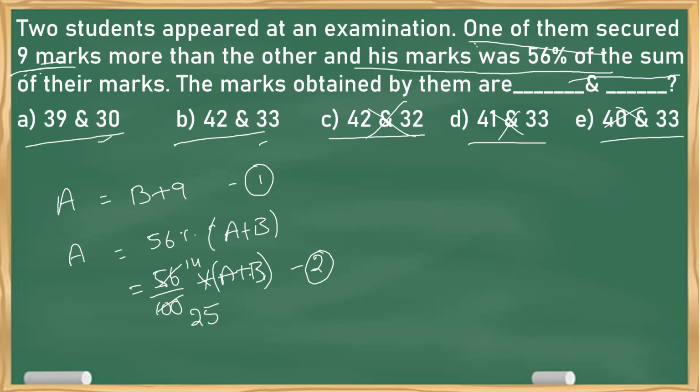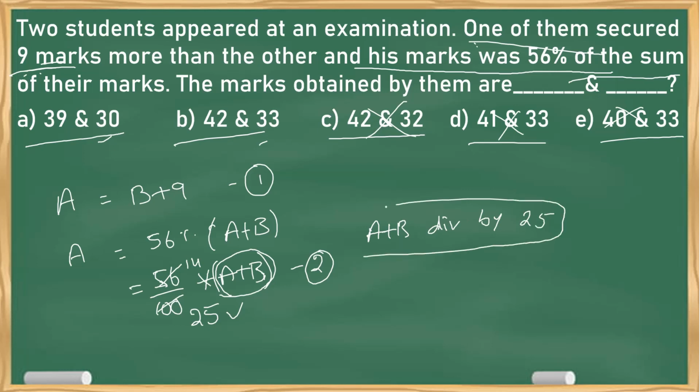And one more important thing, when you observe the options, there are no decimal values. That means A plus B should be divisible by 25 exactly. So if you are able to understand this logic, then the problem is easy. If A plus B should be divisible by 25, then the summation should be a multiple of 25.